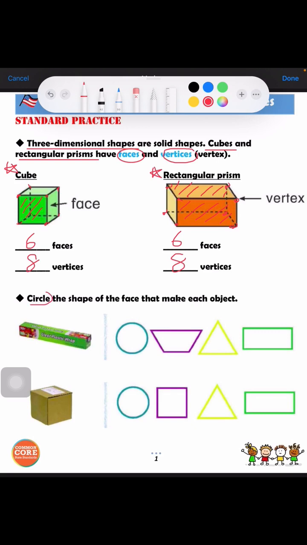Circle the shape of the face that makes each object. That means we need to find the face of the object and identify their shapes. So take a look at the plastic wrap. This is one of the faces. You can see that the shape of the face is a rectangle. How about the box? This is one of the faces. What is the shape? Yes, it is a square. So we circle the square.